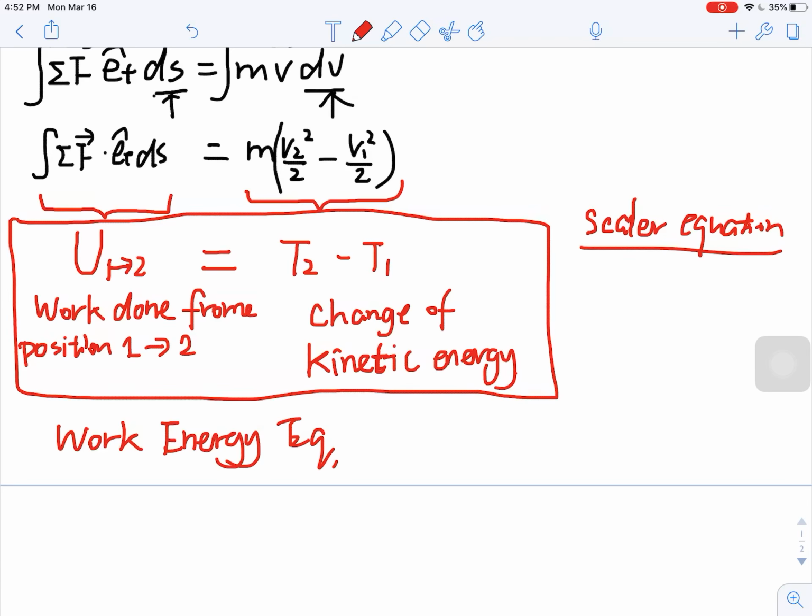Some of you may have the question: how come this is a scalar equation? If you look inside of this, the right side of the equation here, v2 squared over 2, v1 squared over 2, these are all speeds, those are scalars, not vectors. So what is happening there? How come we end up with a scalar equation? Let me show you how.